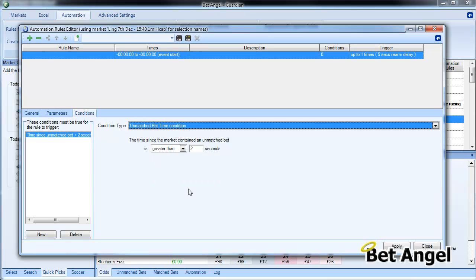And you've also got an unmatched bet condition as well. So this ensures that if you have an overactive script, you can error trap the possibility of having two bets in the market at the same time. You can say, well, don't place a new bet if I've only just placed one, or one was placed within the last 2, 5, 10, 30 seconds.